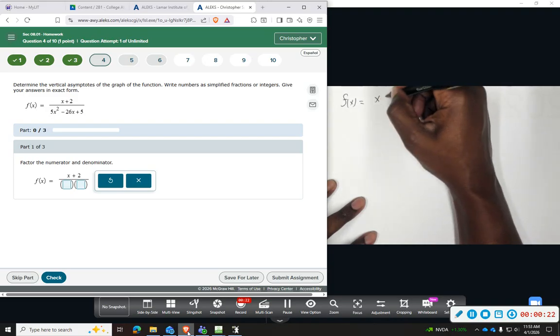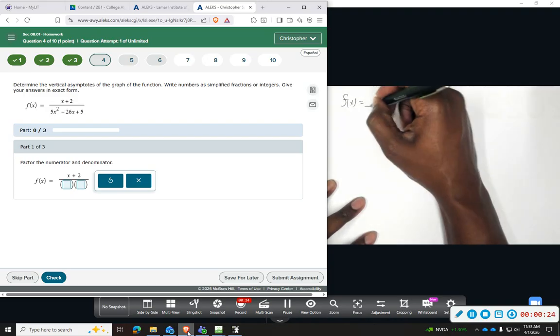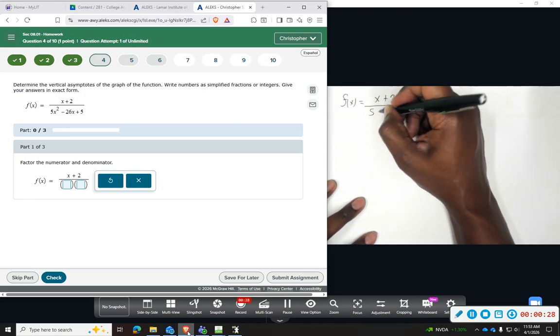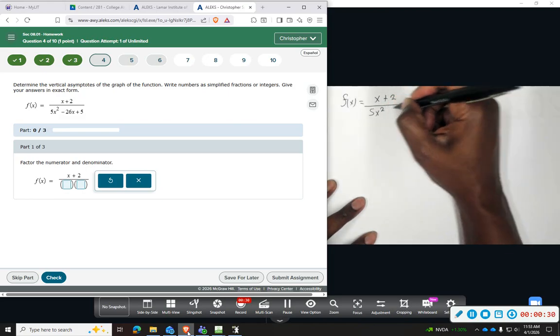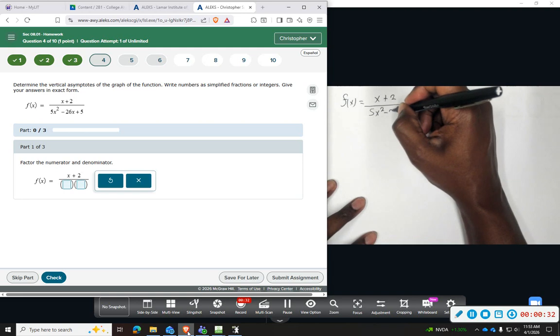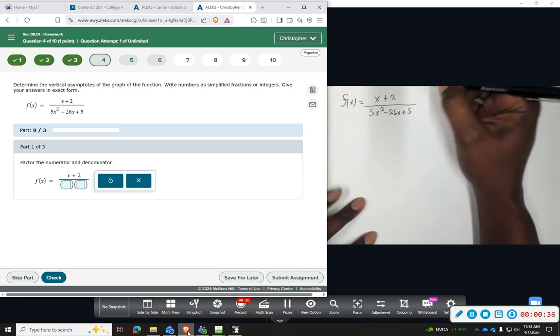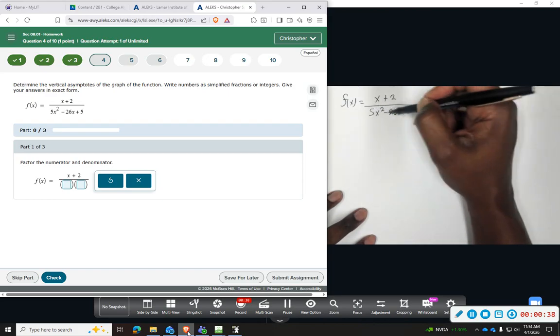So we have x plus 2 in the numerator. Asymptotes are going to come from denominator values. So we have 5x squared minus 26x plus 5, and we're going to factor this. So I can't factor out a 5.